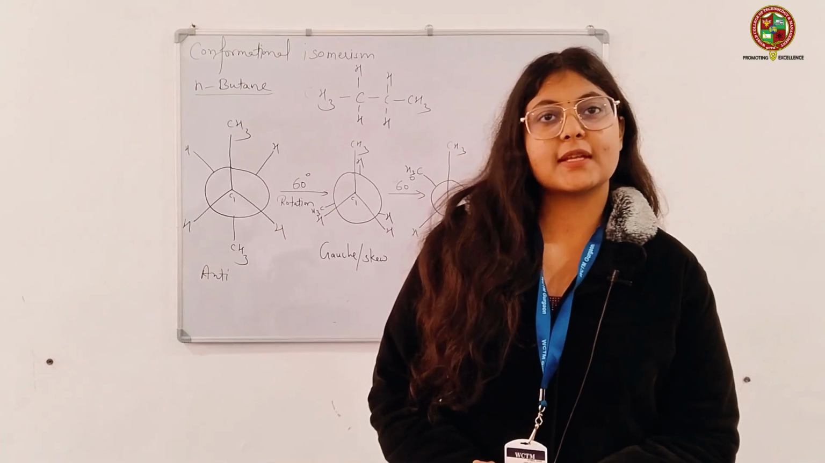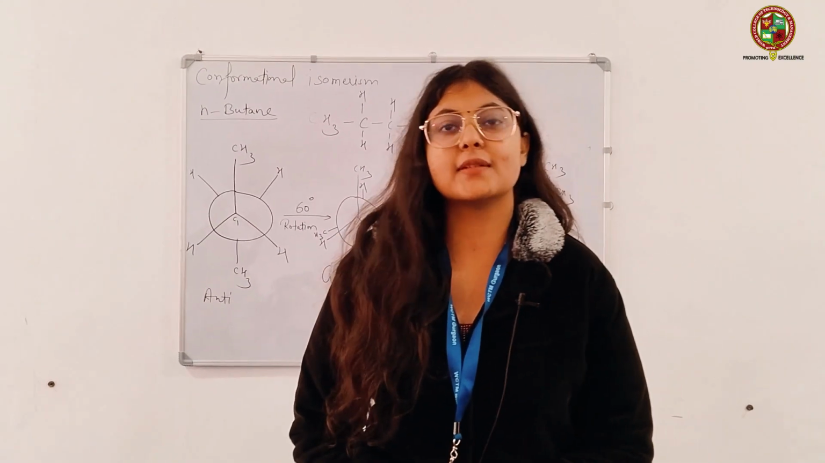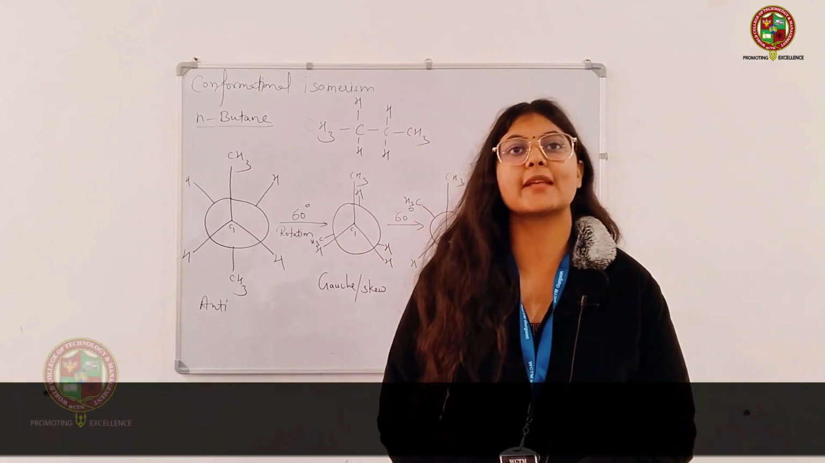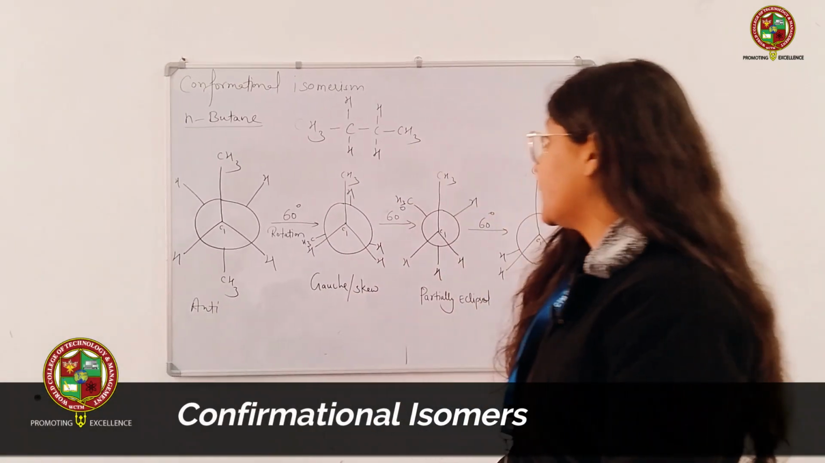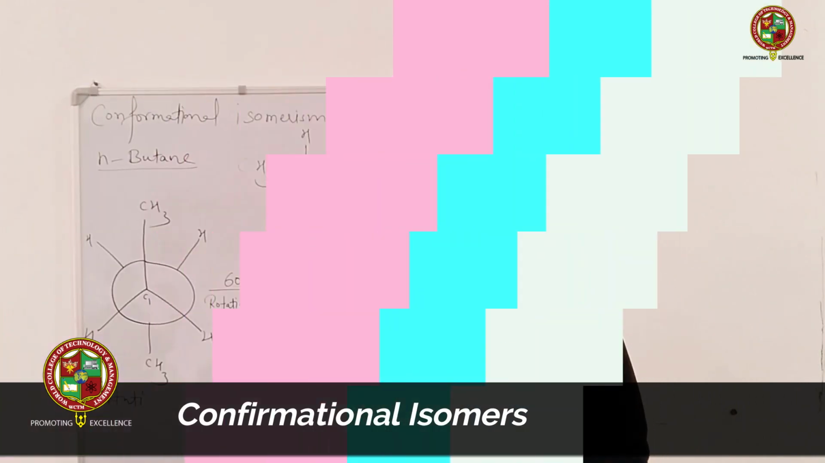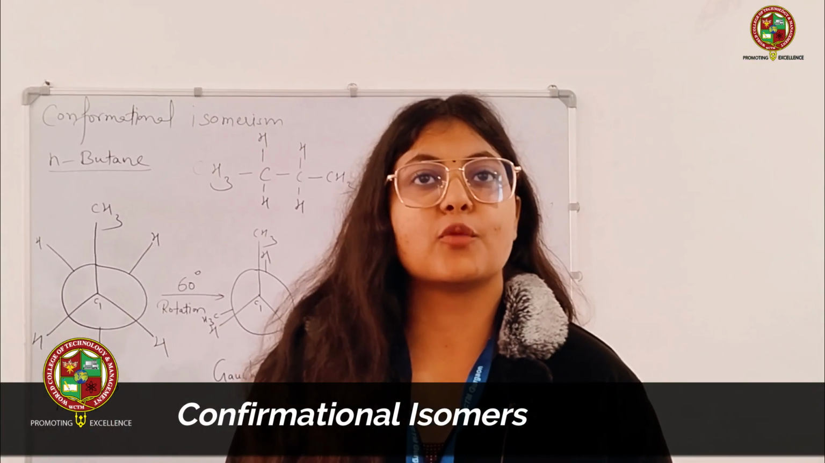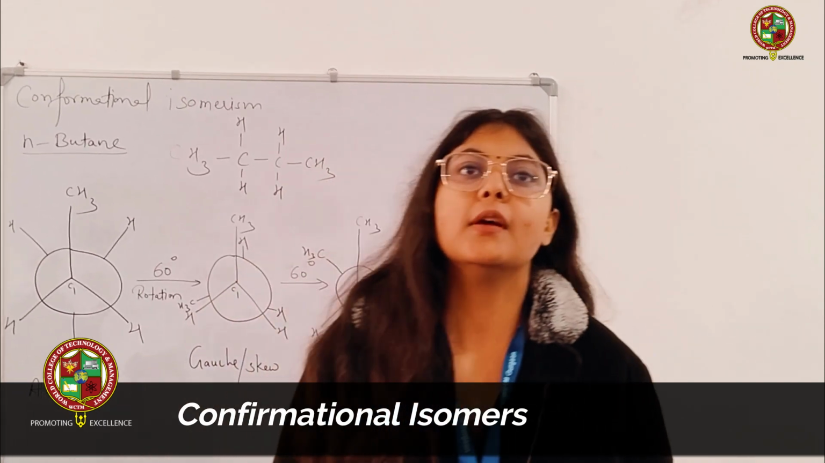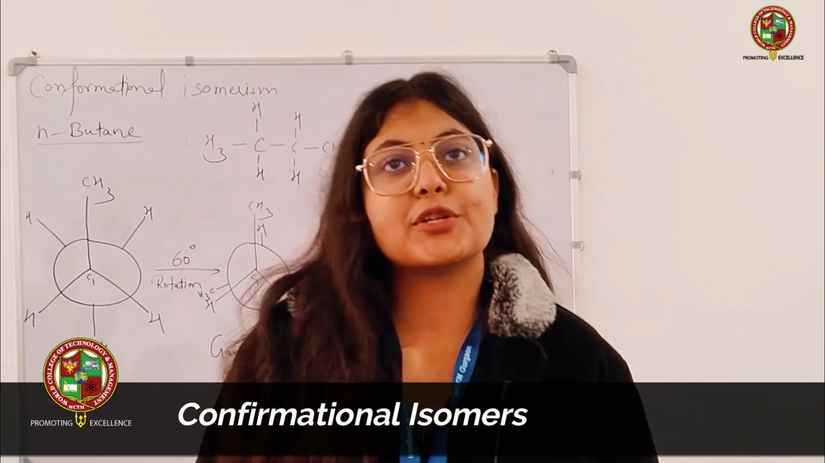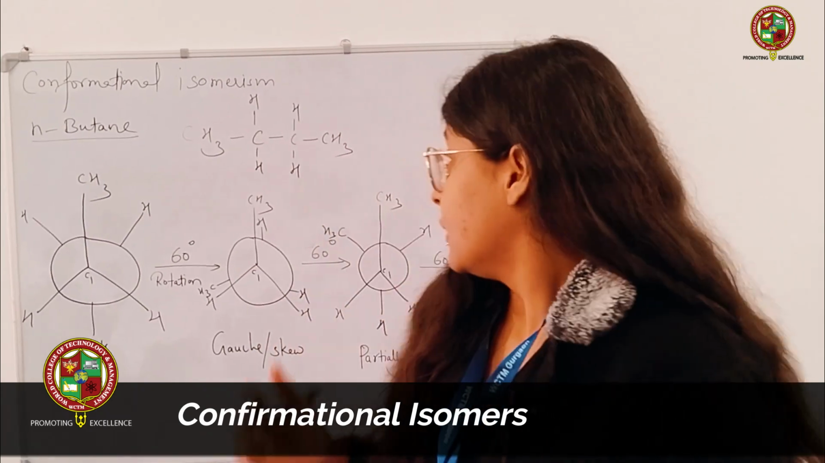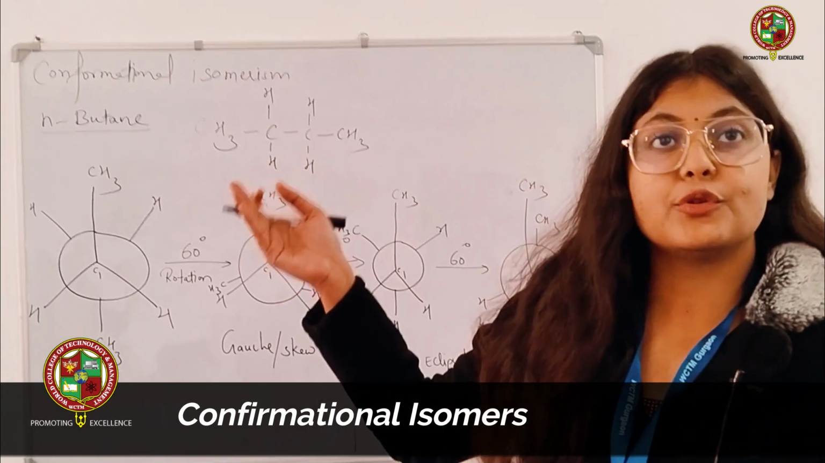Today we will discuss conformational isomers and some conformations of N-butane and cyclohexane. Let's start with the definition. Conformational isomers are those isomers which are interconvertible into each other by the rotation of a carbon-carbon single bond. So let's start with N-butane.